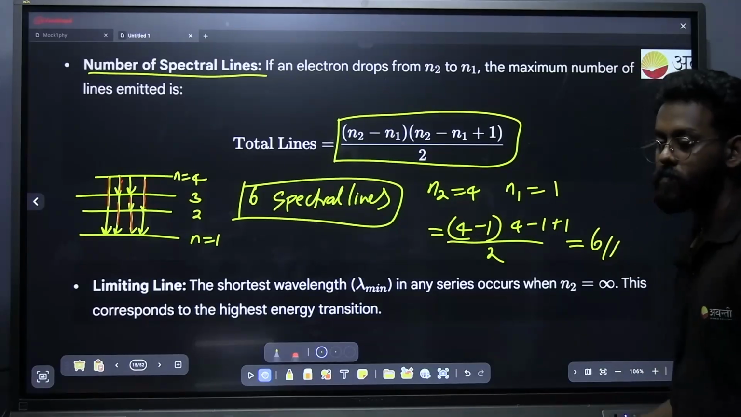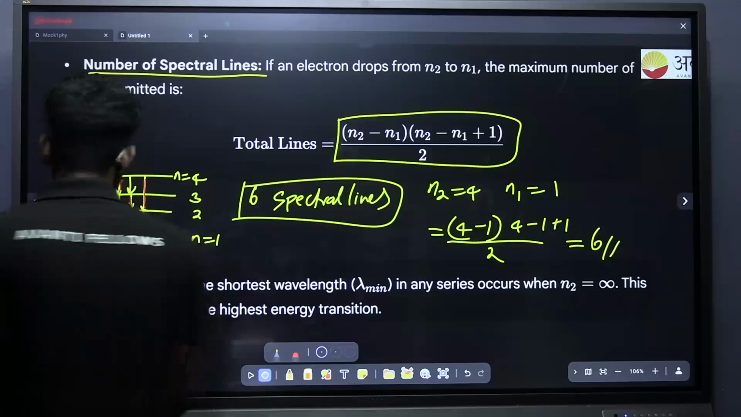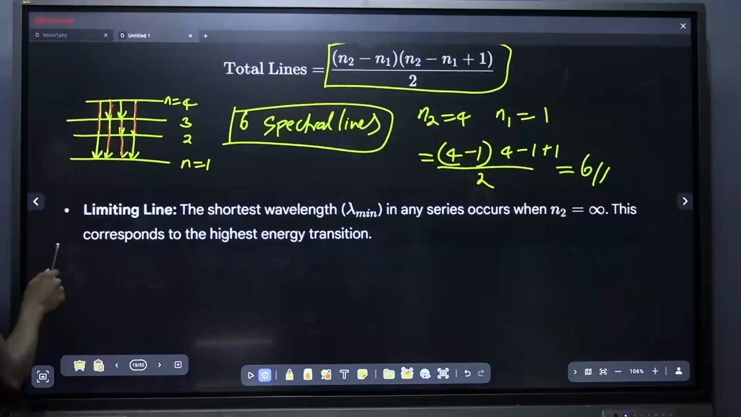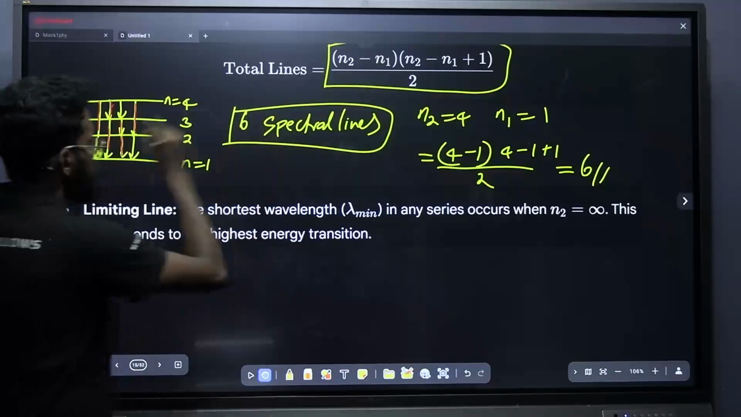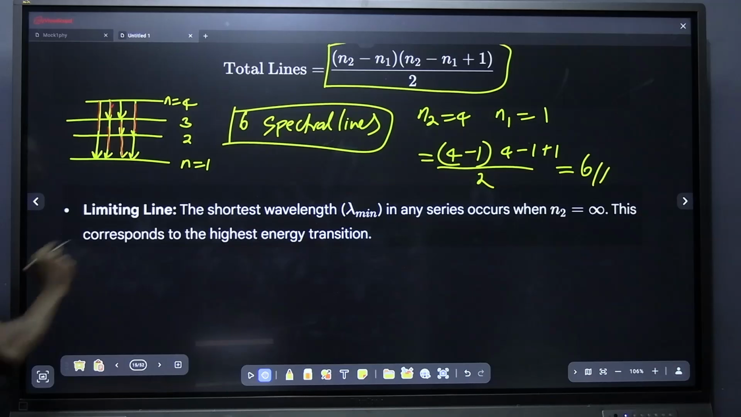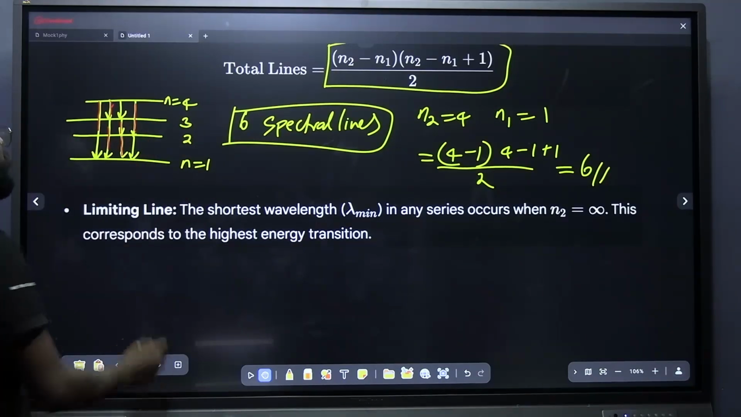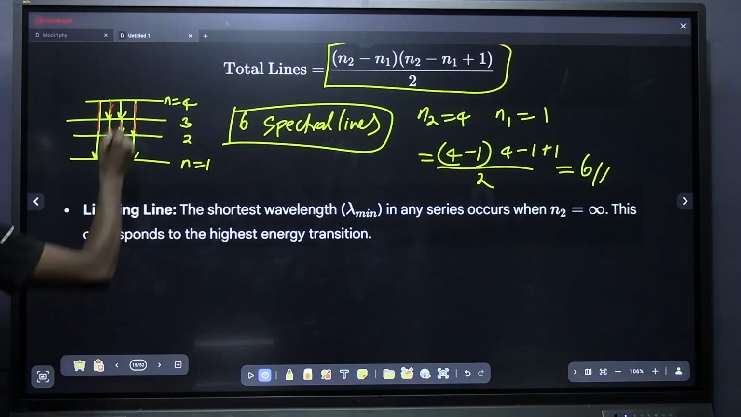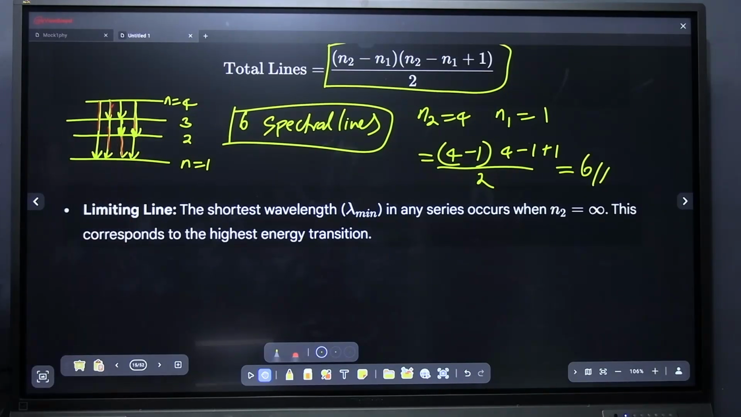Clear? Are you clear? Now one more thing I want to say. We got 6 lines, right? Among these 6 lines, how many lines are falling in the Balmer series? You can see 1, 2. 2 lines are falling in the Balmer series. How can we find out that one? That is also by using an equation.